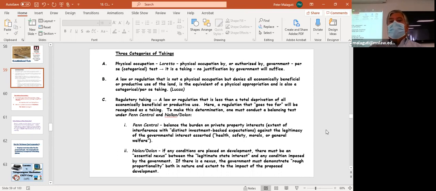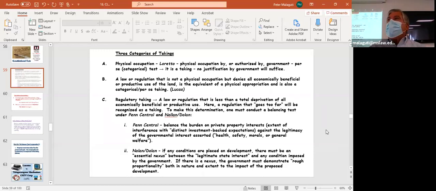Penn Central balances the burden on the private property interests against the governmental interest asserted. And, okay, talk about vague. Balance the private interest against the governmental interest. Can you give me a little more than that? And so the court does. The court says, when you're assessing the private property interest, you consider the distinct investment-backed expectations. So in other words, very often, the people are developing for the idea of making a profit. You see whether they can make a profit and how much of a profit they can make and how much this regulation interferes with profit.